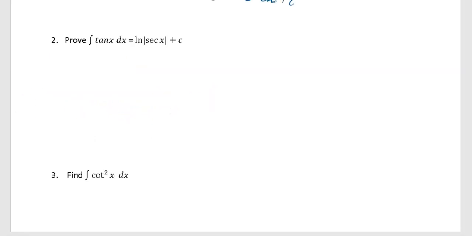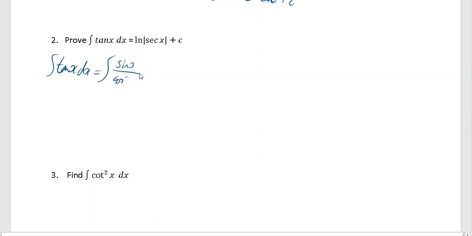Okay, this used to be quite a common one on the old exam spec, so we're doing this one just in case it comes up again. It says to prove that the integral of tan x is equal to ln of sec x plus c. Again, first thing I'm going to do, I'll write down my integral again. It was tan x dx, and I'm going to rewrite it as a quotient: sine x over cos x.